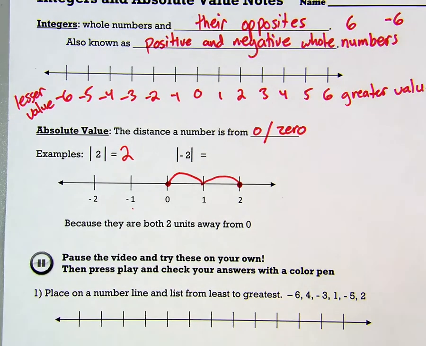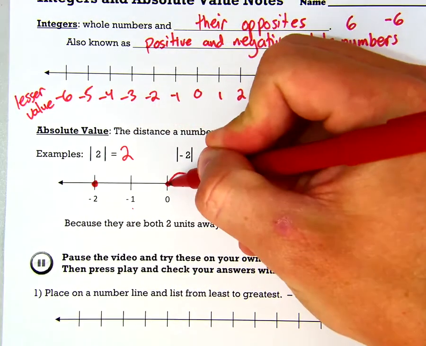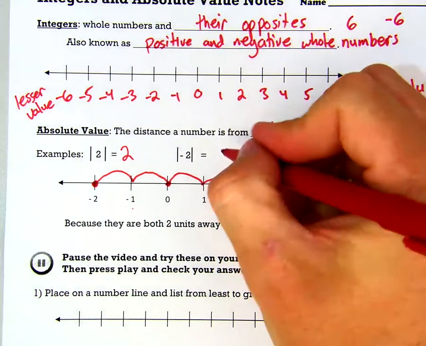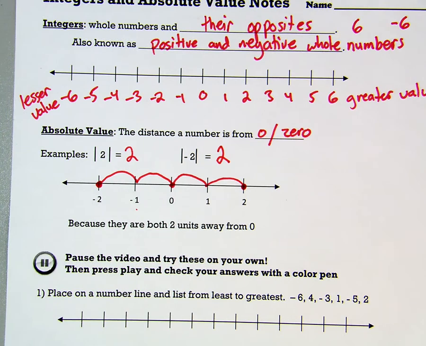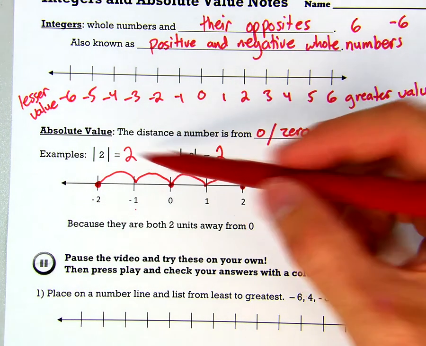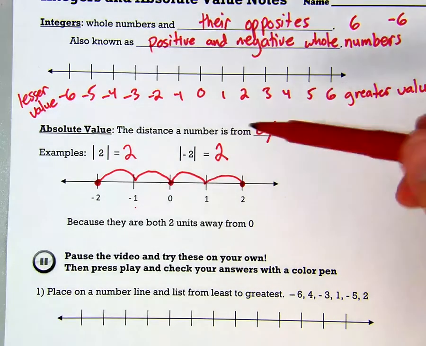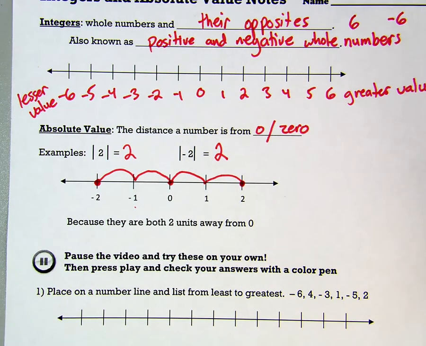Now I can also find absolute values of negative numbers as well. So for this problem I have negative 2 right here, so here's negative 2, there's 0. I am 1, 2 places away. So that answer is also 2. So even though we have a negative and a positive, those integers, their absolute values are actually the same because they are 2 away from 0.